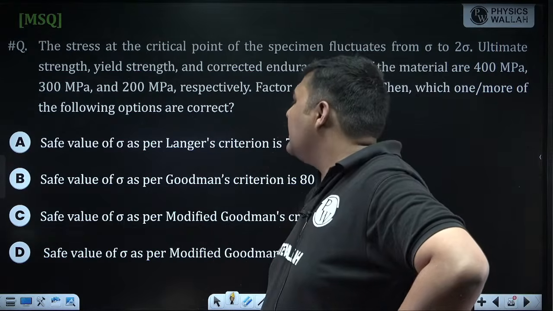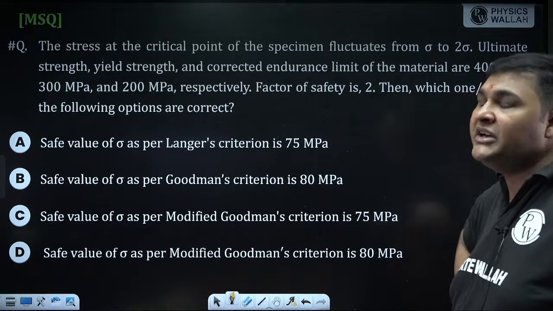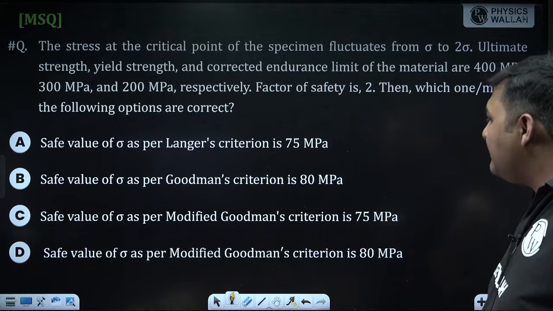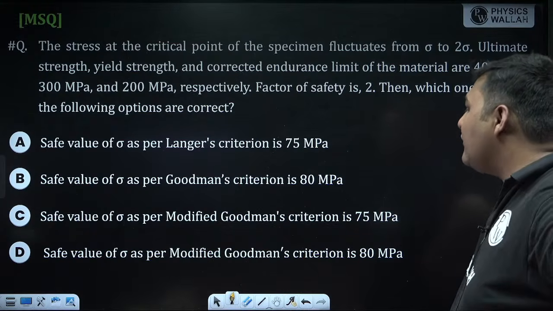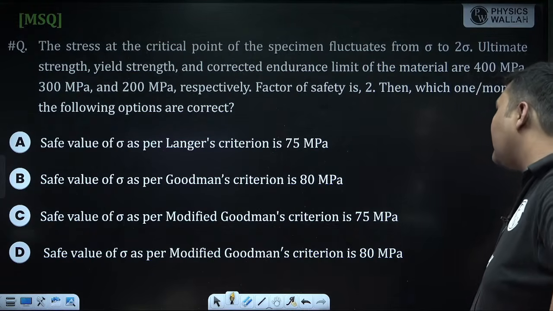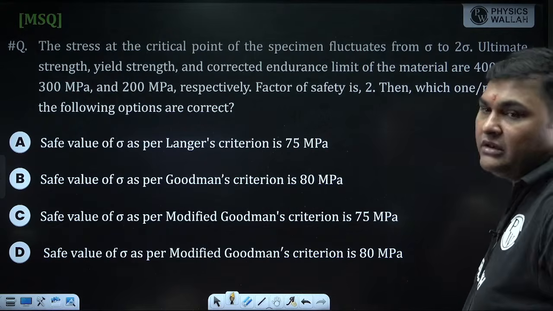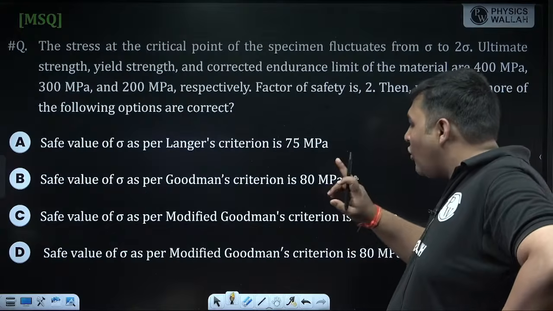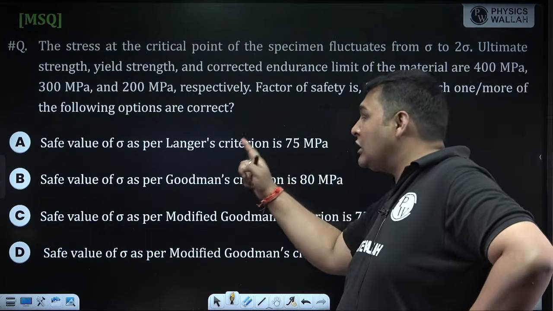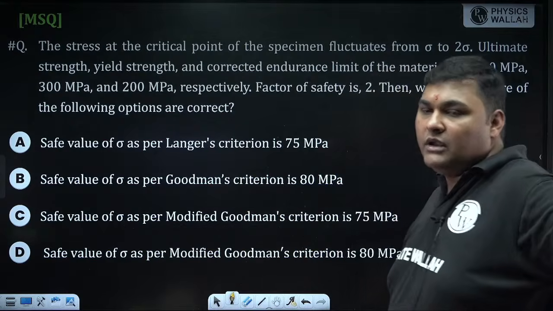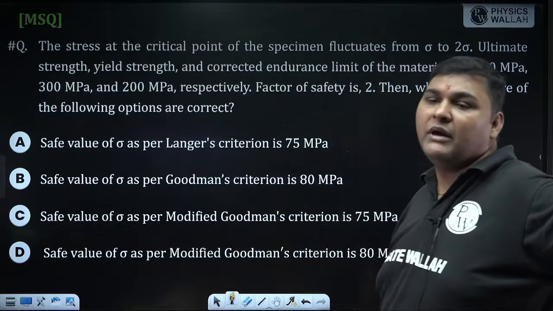A is saying safe value of sigma as per Langer's criteria, Langer's criteria is also known as yield line criteria, is 75. B is saying safe value of sigma as per Goodman criteria is 80. C, safe value of sigma as per modified Goodman criteria is 75. D is saying safe value of sigma as per modified Goodman criteria is 80. So see, if the examiner is asking only with modified Goodman, then also first you need to find the safe value as per Langer and Goodman. So even if the examiner is asking only with modified Goodman, you have to solve by Langer and Goodman.